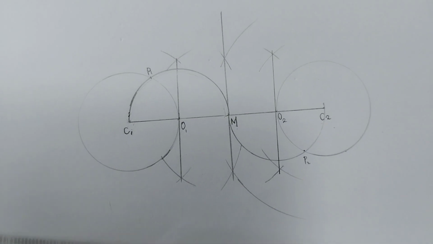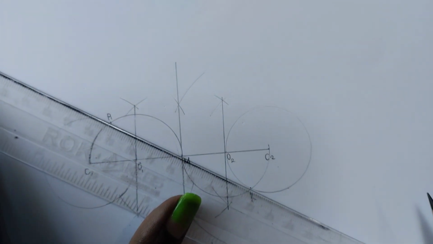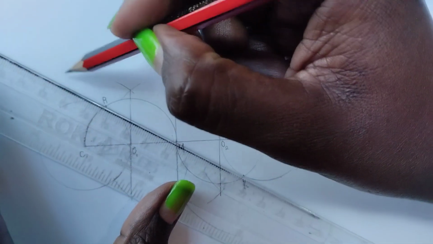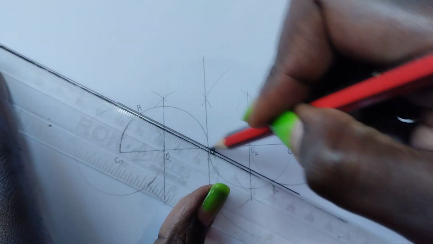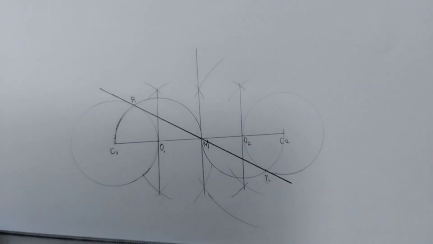So pick your ruler and draw that line. Remember, it should touch points P1 and P2. So that is the required tangent.